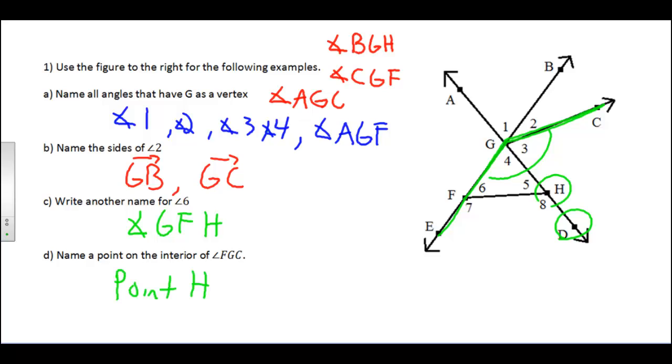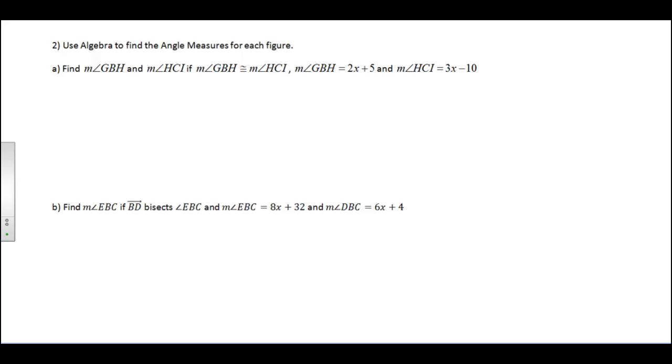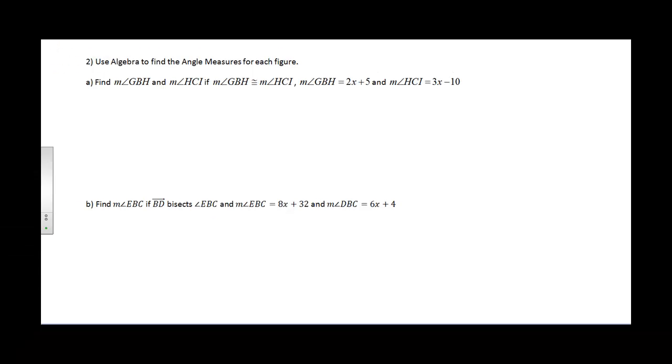Let's try another example. Problem number 2. Use algebra to find the angle measure for each figure. Let's start by drawing the picture. We were told that these 2 angles are congruent to each other, which means they have the same measure. I want to put the same number of arcs in here to show that they are congruent. I'm also going to put the measure of those angles right inside.